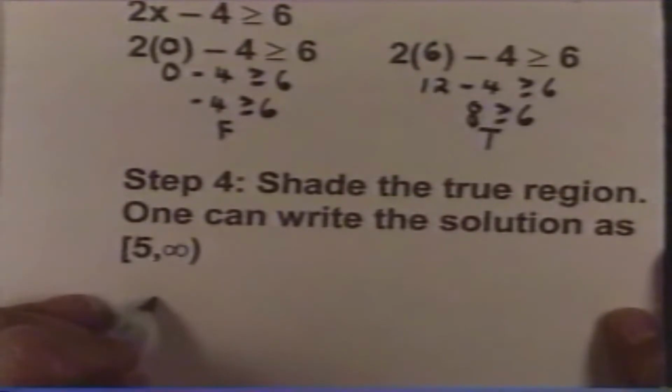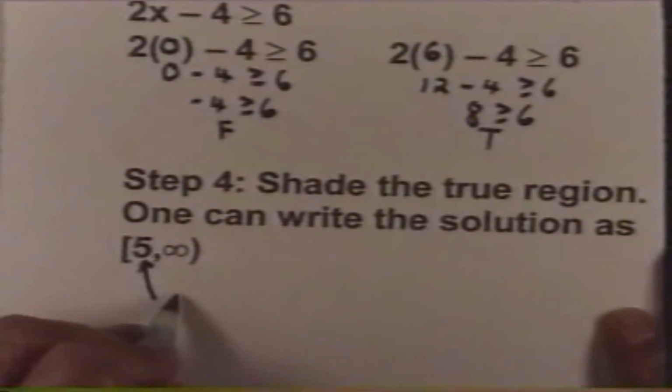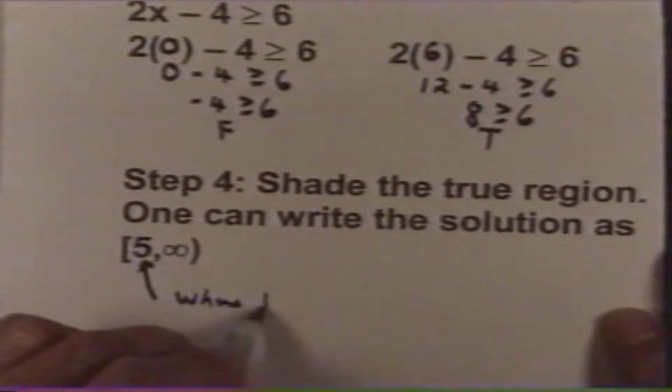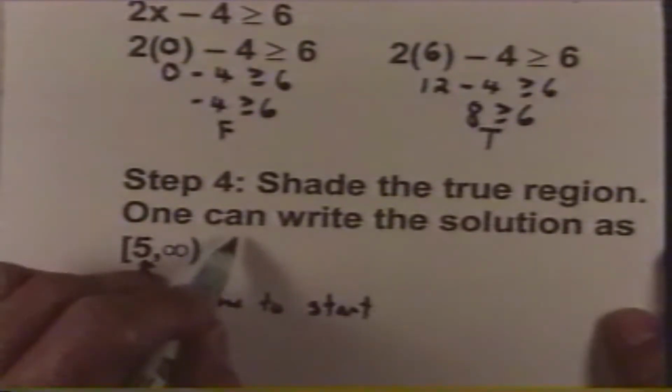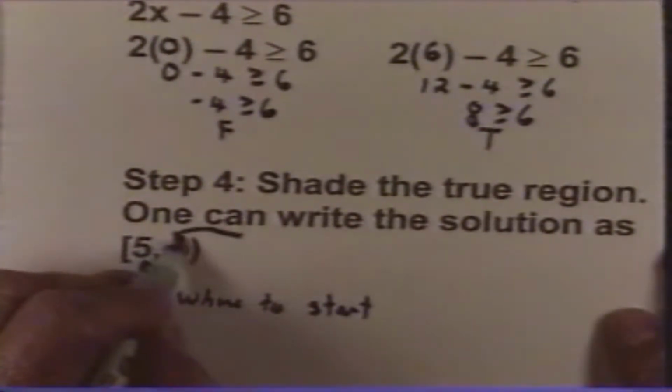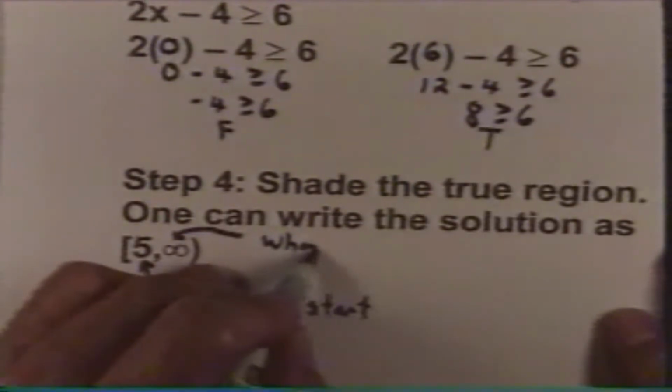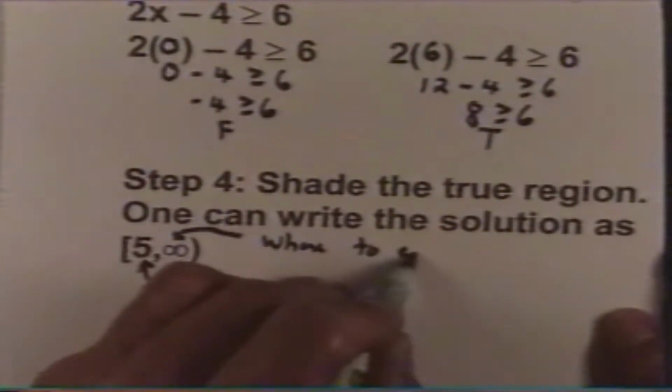Now there is a special way of writing that. One can write the solution as 5, comma, infinity. Now let's think about what this notation means. With this notation, the first number tells me where to start. The second tells me where to end.